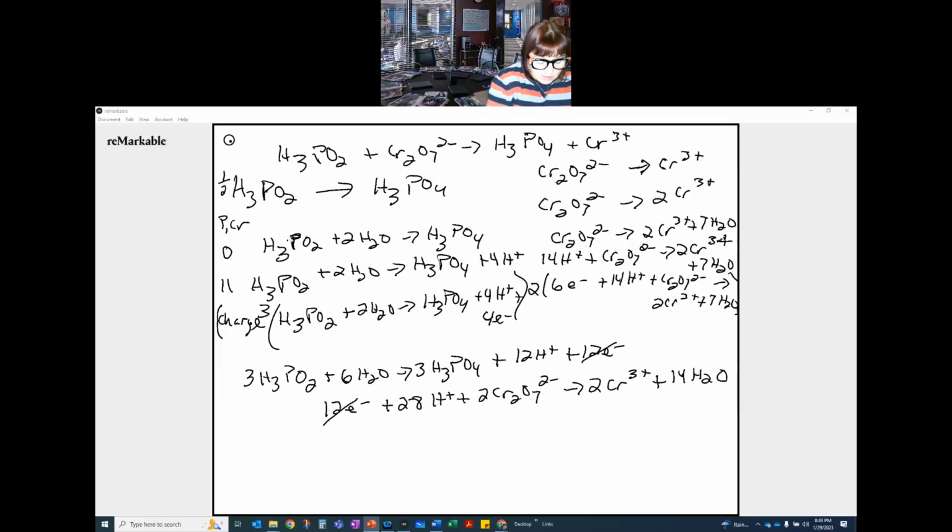I have no commonality for the PO4s. I have 6 H2Os over here and 14 over here, so I can cancel this 6. That leaves me with 8 there, because that's the math on that. I have 12H plus right here and 28 on the other side, so I can cancel the 12. That's going to leave me with 16H plus.